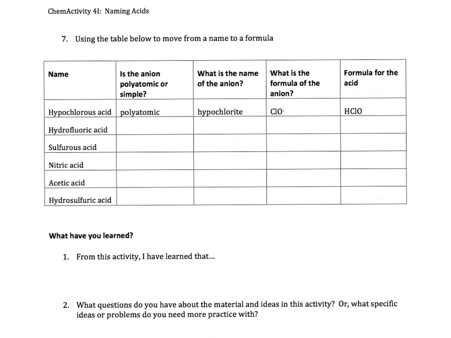Let's look at the next one. Hydrofluoric acid. The first thing we see is that it's got hydro in the beginning, and so that's going to tell us it's a simple anion. And the name of the simple anion that goes along with fluoro is going to be F minus for fluoride. And once we know that it's F minus, remember that an acid just uses H plus, so we're going to have to make the formula HF so that it's overall neutral.